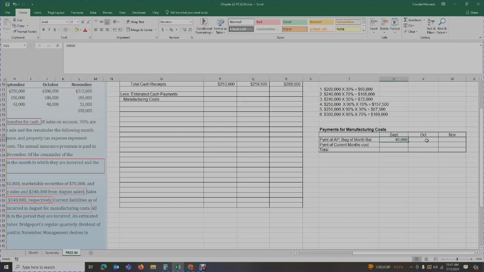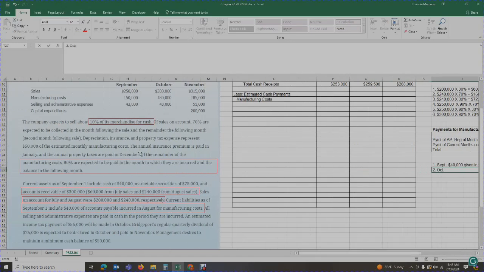Now let's work on October. My beginning AP balance for the month, I'm going to put here the $40,000 given in the problem. There's no calculation. That way we can run the numbers across, and I think that will make more sense. Let me categorize it so we know what we're doing, a little more organized. For September, the $40,000 is given in the problem. Now number 2, this is for October. What is going to be paid in October?